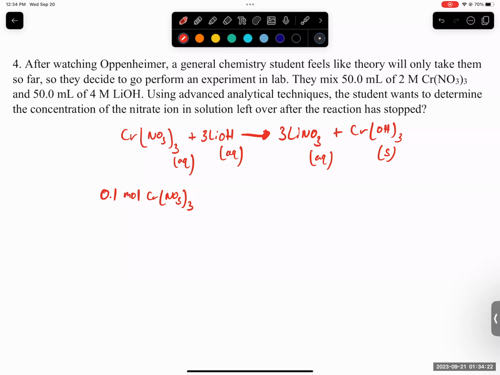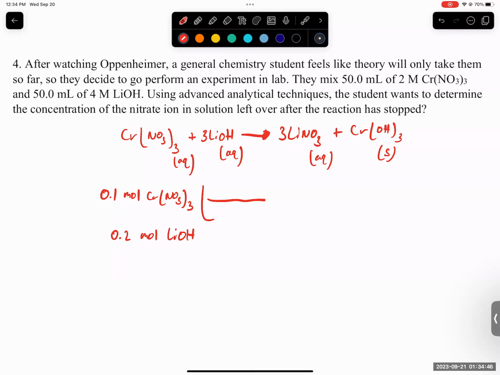And then, since it's a limiting reactant problem, we have to do the same for the other reactant. So I'm just going to do them both simultaneously. So 50 divided by 1,000 times 4 is 0.2. So 0.2 moles of lithium hydroxide.